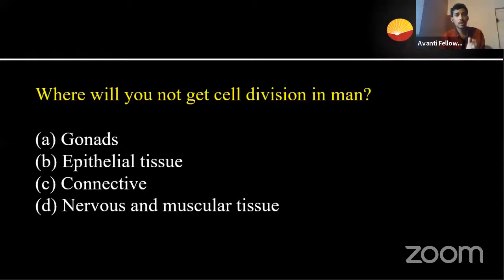What is the meaning of gonads? Gonads are the organs which produce the sex cells, or the gametes. That means in the case of males, you can go for the testicles, and in the case of females, the ovary. Gonads means testicles or ovary. So remember that.